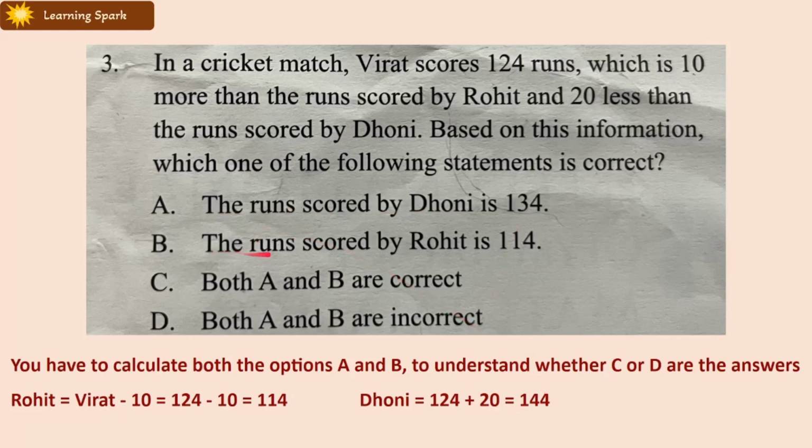The second says the runs scored by Rohit are 114, which is correct. 114 is the run. So B is the correct option. C and D are both incorrect options because C says both A and B are correct, but A and B are not both correct, right? And D says both A and B are incorrect. That is also not true. One is correct, one is wrong. So this is also not correct. So B is the only option.